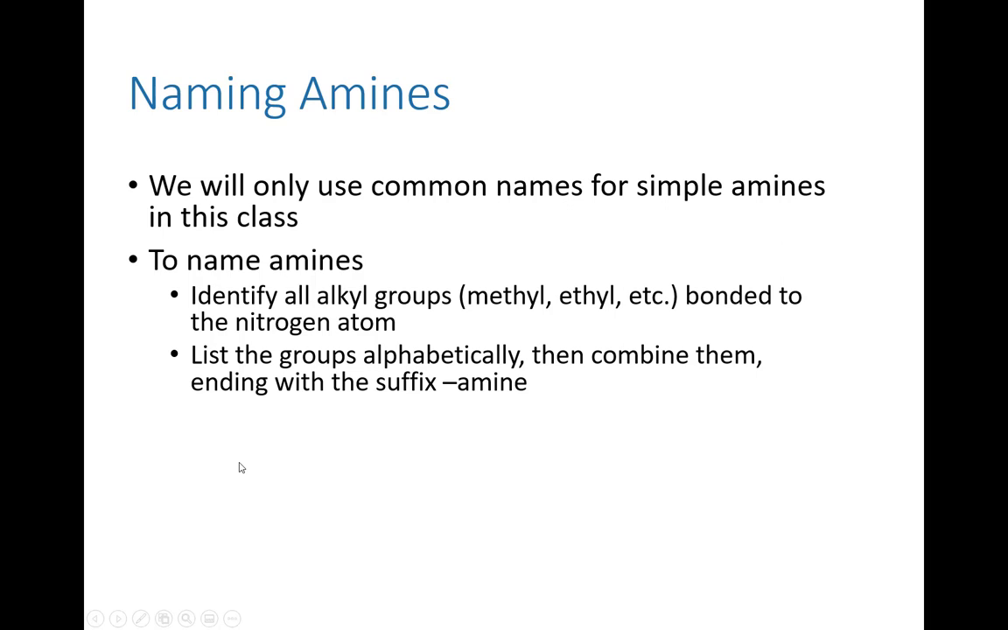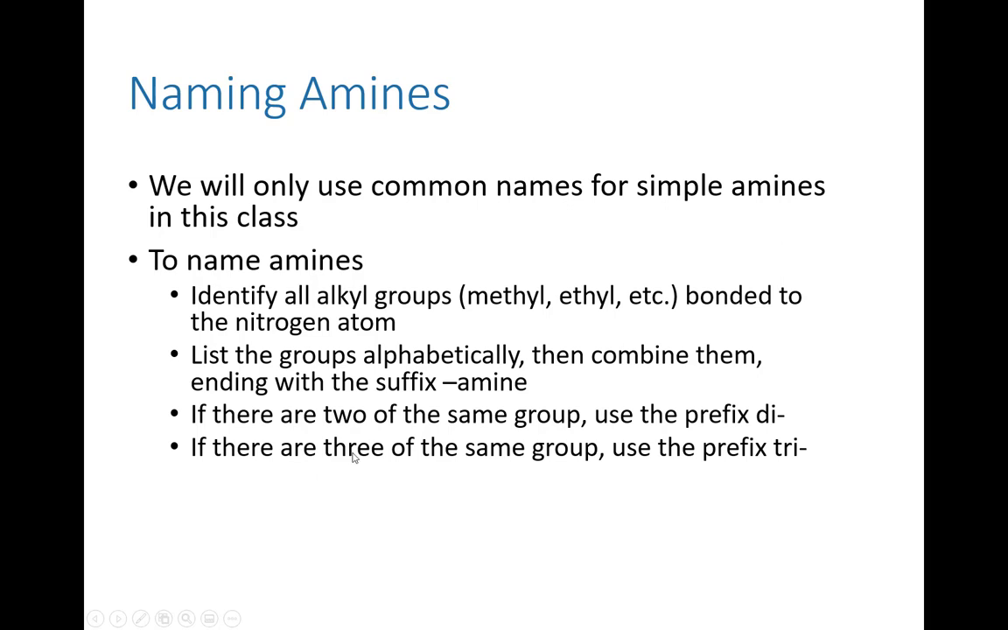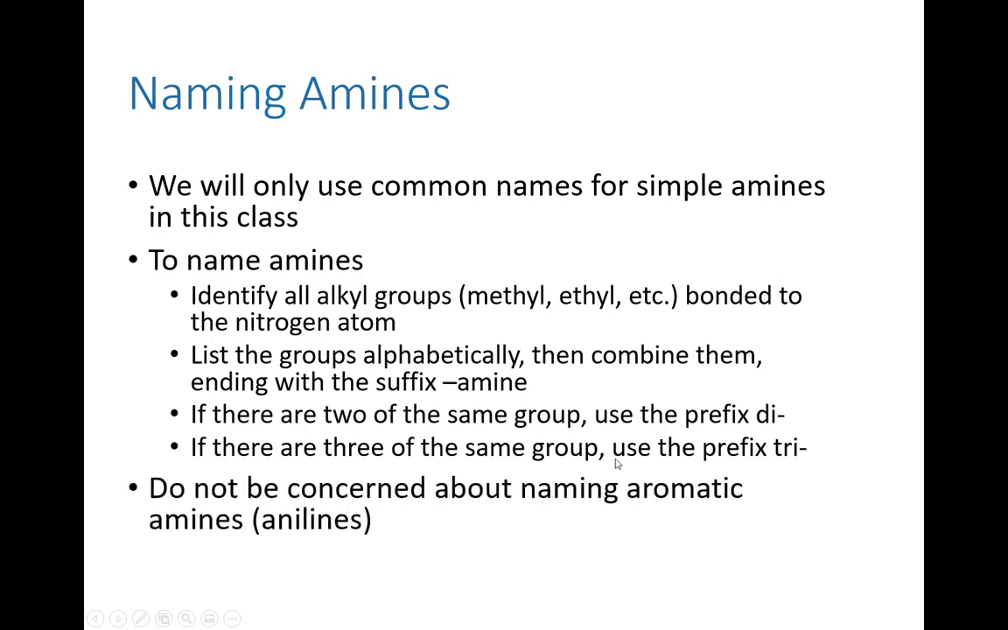If you have two of the same group, like two methyls, you would use the prefix di. So dimethylamine, for example, would mean that there's two methyls on a nitrogen. And if we have three of the same group, we would use tri. The book does talk about naming anilines. However, I'm not going to be concerned with that. Those would be aromatic amines.